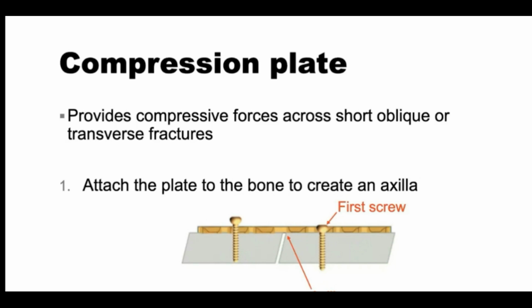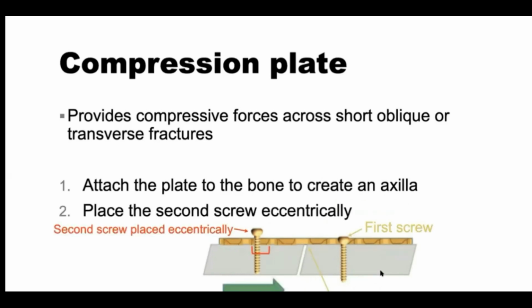Now, for a transverse fracture, you may not have a great axilla, but even then, most fractures are a little bit oblique where you can do this. Or if it truly is straight transverse, then you just choose one side. So attach the plate to the bone to create an axilla, and then this is your first screw. First screw gets put in bicortically all the way across. Step two, you place a second screw eccentrically in the plate.